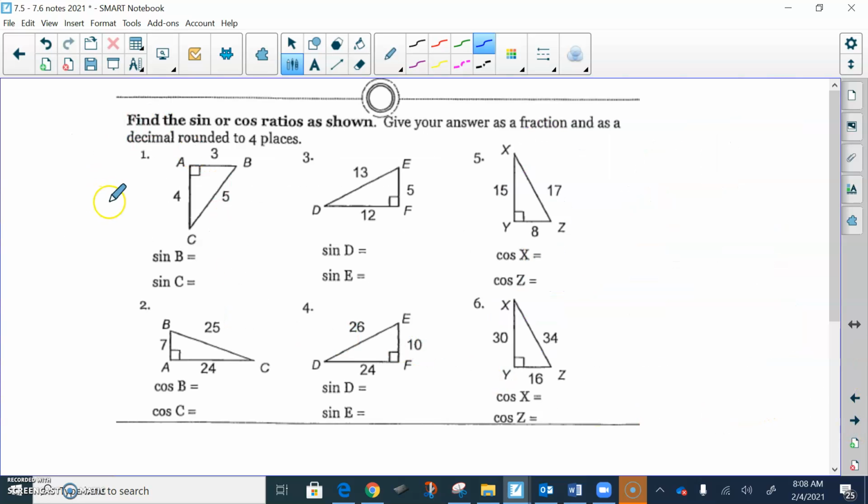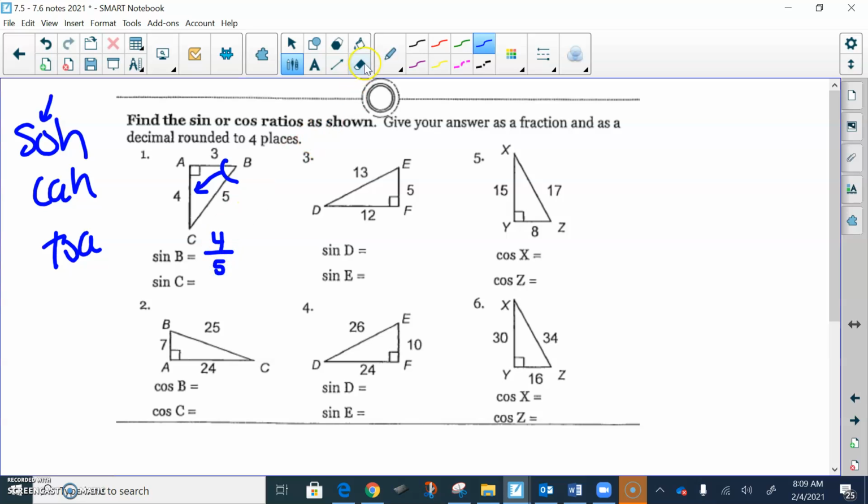All right, so this first one, they just want us to practice using sine and cosine. Okay, this seems a little silly, but just to get comfortable. So from angle B, sine, and again, if we write our SOHCAHTOA, sine is opposite over hypotenuse. So from angle B, opposite is 4, and we know our hypotenuse is 5. From angle C, remember that changes. From angle C, our opposite now becomes 3, and our hypotenuse is still 5.